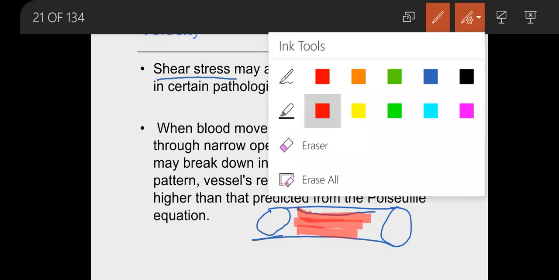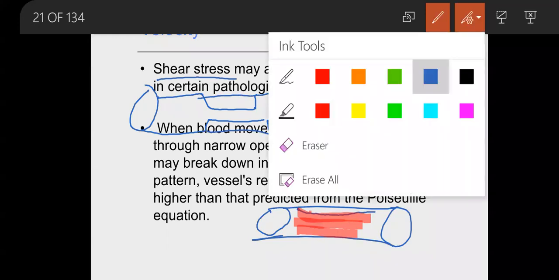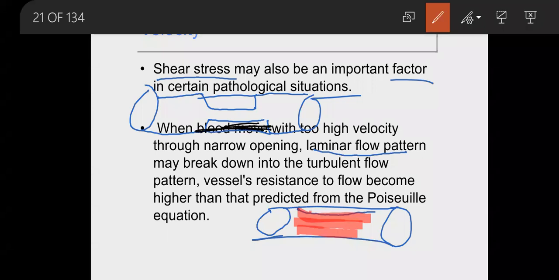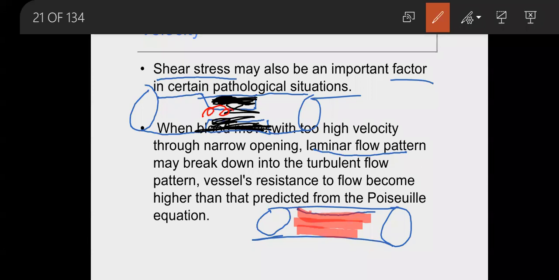So when there are any abnormalities like narrowing of the tube at any point because of atherosclerosis, this is a building up of fat narrowing the tube here. So the flow in the middle here becomes turbulent, and this turbulent flow activates the coagulation cascade.